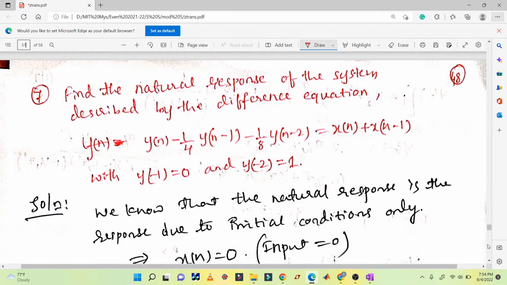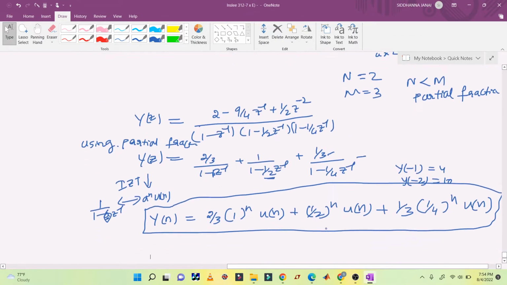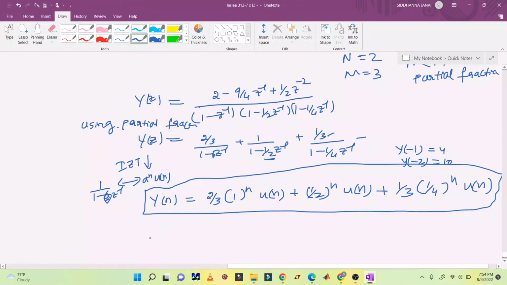Next problem is similar to this. You can see here, find the natural response. Simply you need to remember what is natural response. Natural response means, please make a note of it. Second problem is on natural response.